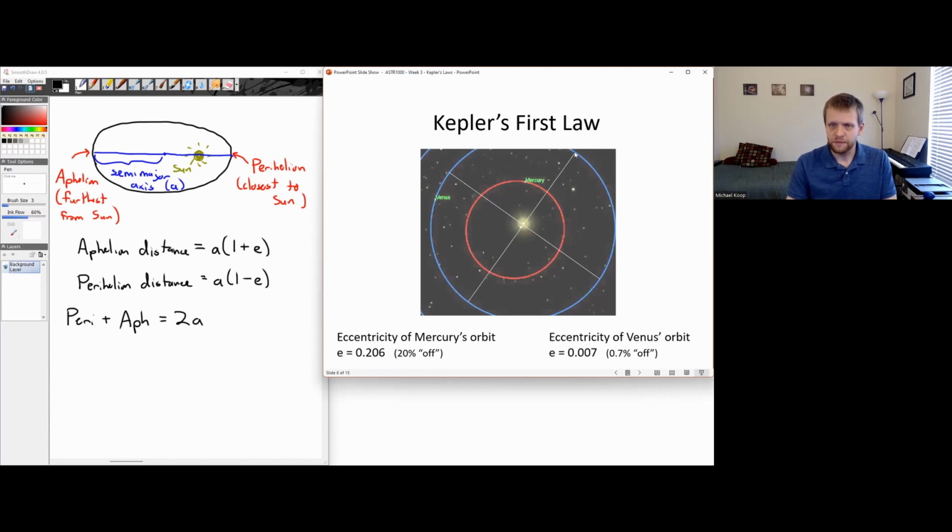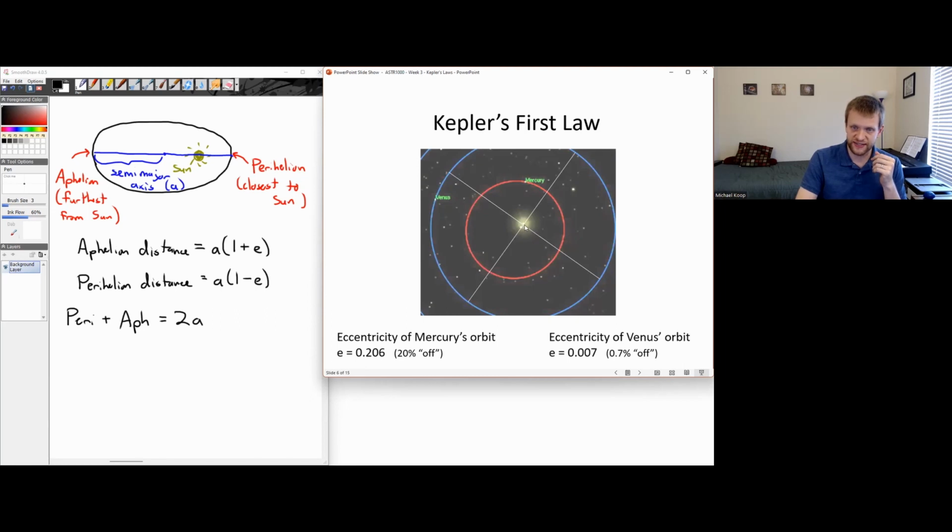Whereas Venus, if we do the same thing for Venus's orbit, this side is a little bit longer. This axis is a little bit longer than this one. So this would be our major axis. Half that distance would be the semi-major axis. And Venus's orbit, its eccentricity is only 0.007, less than 1% off from being a perfect circle.